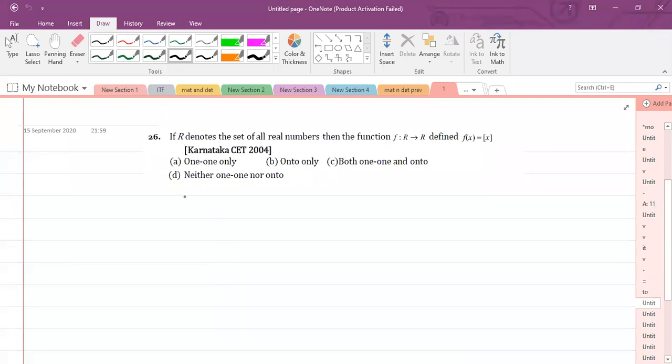The question number 26 is, if R denotes the set of all real numbers, then function f from R to R defined by f of x is equals to box x, where box x is greatest integer x. They were not mentioned, but it is understood that this box x is greatest integer function. Then options are A, B, C, D.